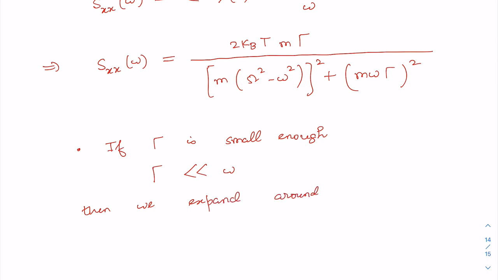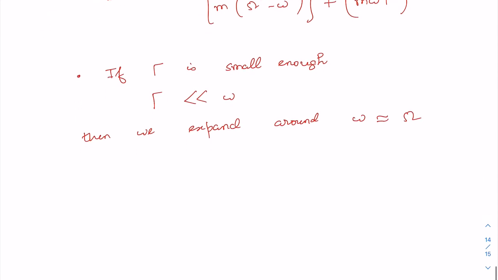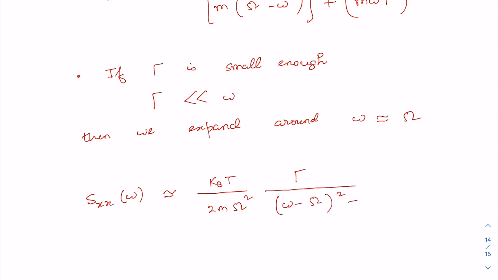then we can expand around omega equal to capital omega, and this expression for the noise spectrum can be further simplified, and you can do it very easily. So I'm leaving it to you to do it, otherwise we'll do it in a problem solving session. So we'll have kBT divided by twice m omega squared, multiplied by gamma divided by omega minus capital omega whole square plus gamma by 2 whole square. So this is the expression we'll have.